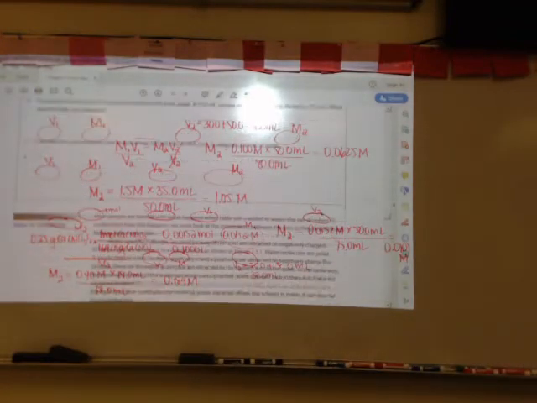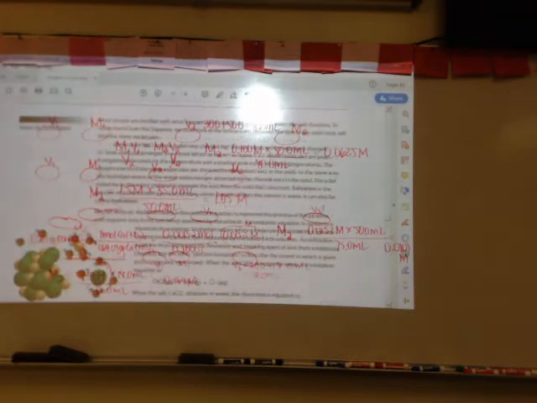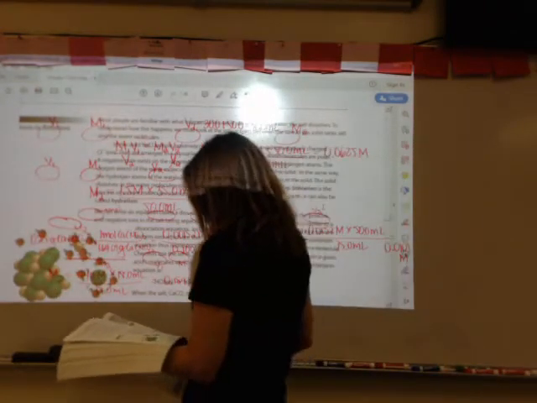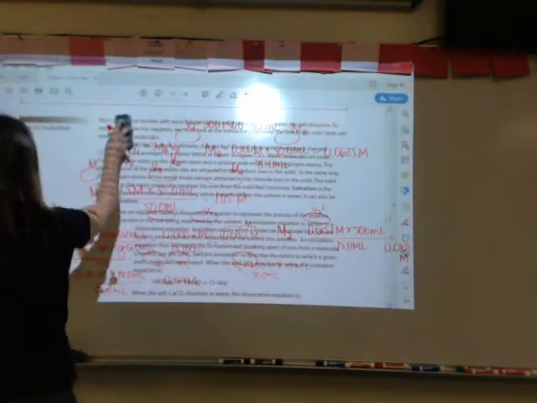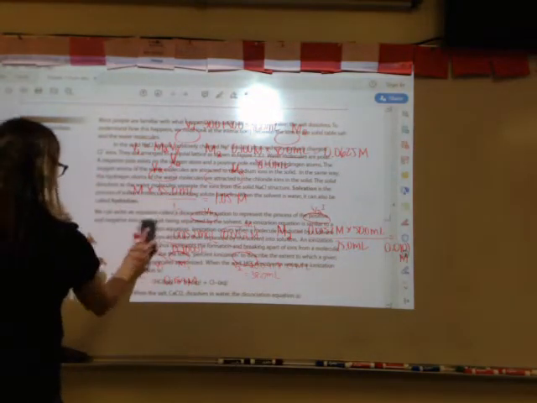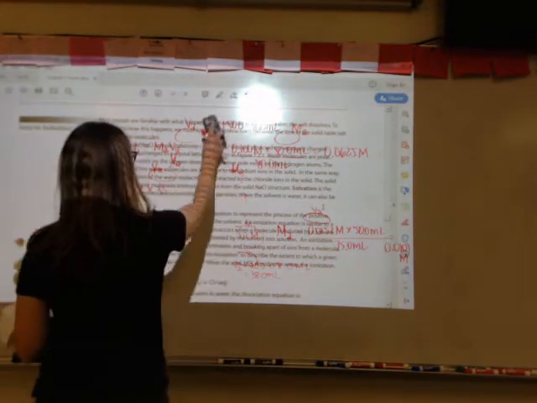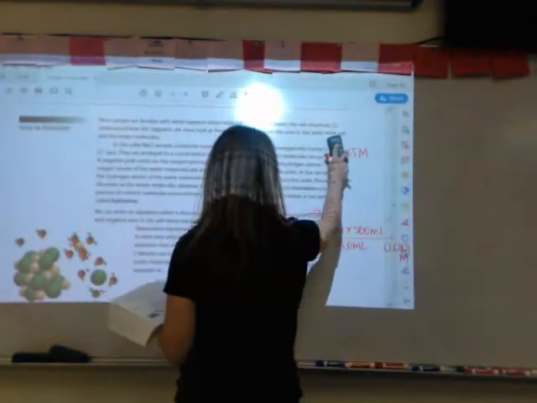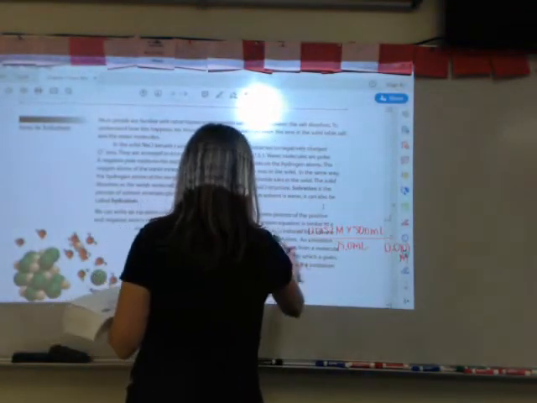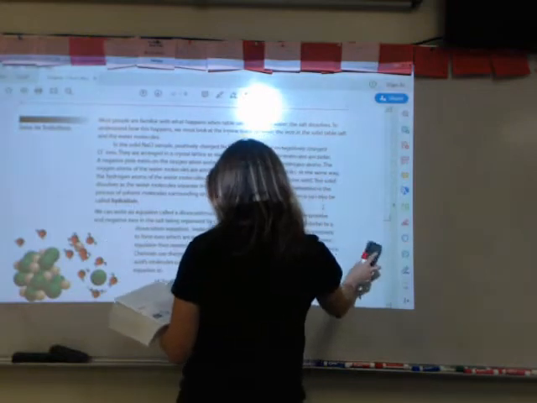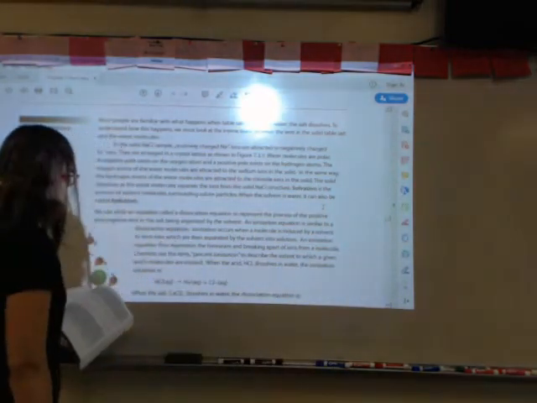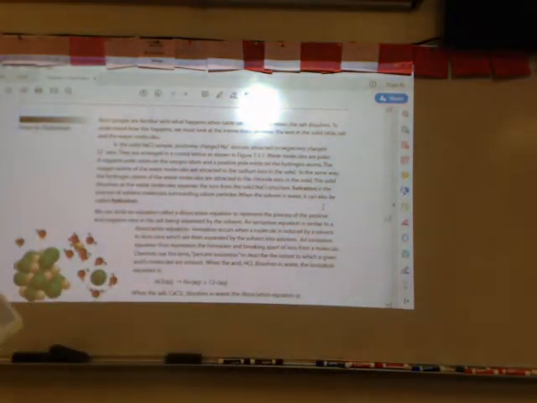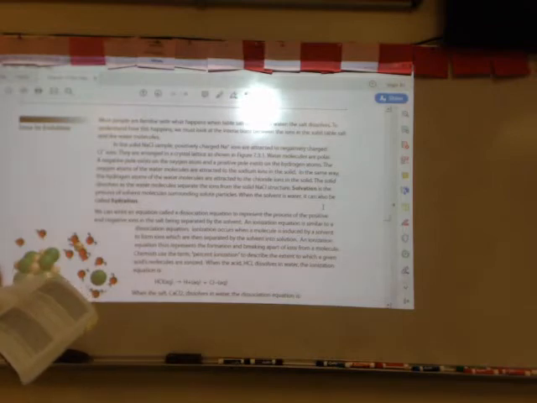Okay, let's talk about ions in solution. You know that water molecules are polar. They have a positive end and a negative end, and depending upon the ion that they are surrounding, whether it's a cation or an anion: if it's a cation, that's going to be attracted to the negative end of water, which is the oxygen end, and if it's an anion, it's going to be attracted to the positive end of water, which is the hydrogen end.